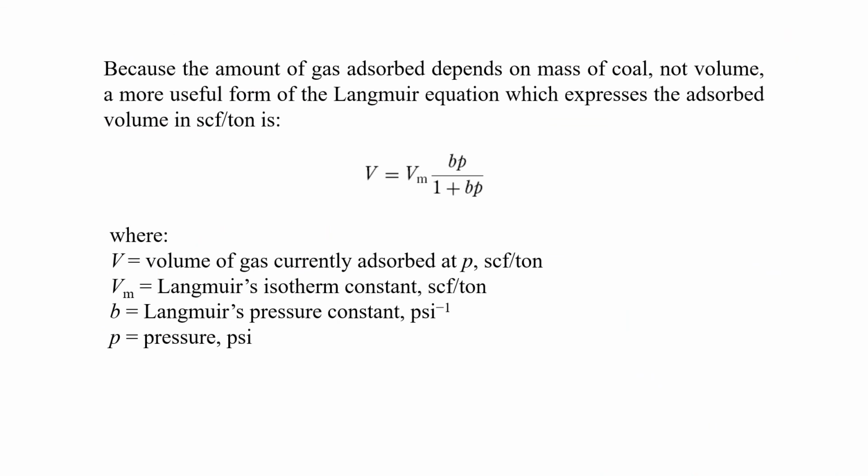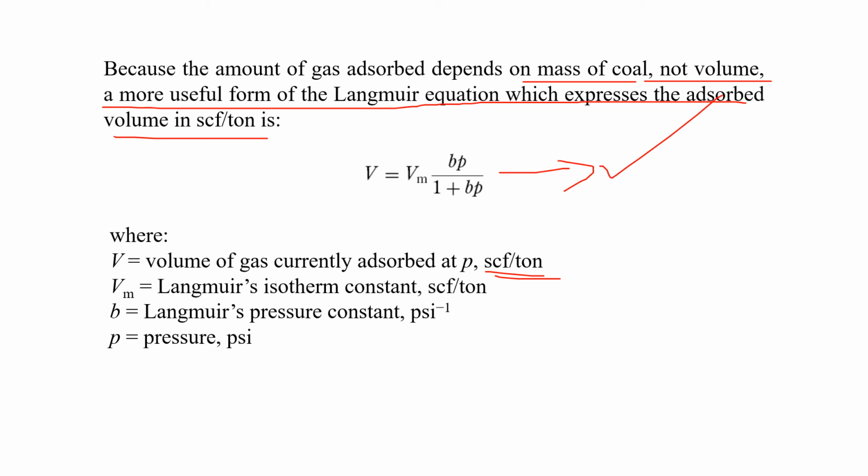Because the amount of gas adsorbed depends on the mass of coal and not volume, a more useful form of the Langmuir equation, expressed as the adsorbed volume in SCF per ton, is V is equal to Vm into BP by 1 plus BP, where V is the volume of gas adsorbed at pressure P in SCF per ton. So we should be interested in mass, not volume. And Vm is the Langmuir isotherm constant in SCF per ton, B is the Langmuir pressure constant. This is the same equation we got earlier. And P is the pressure in psi.